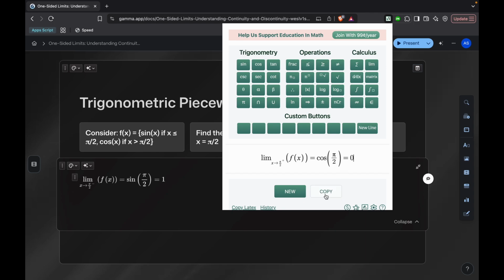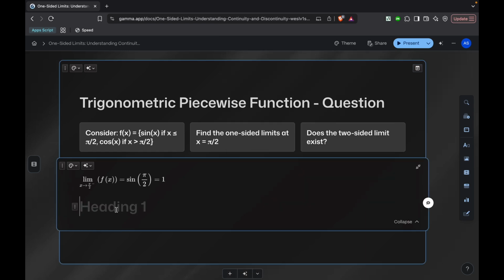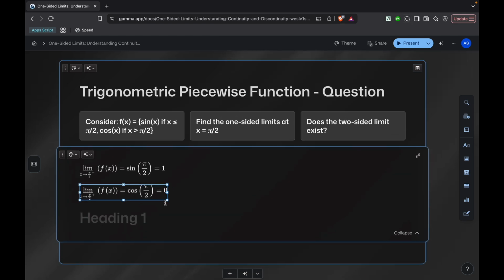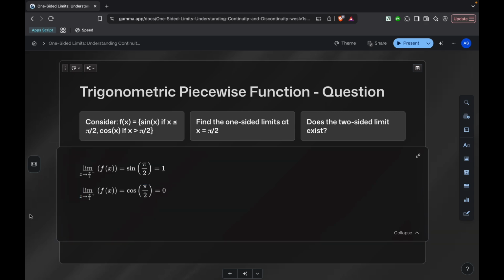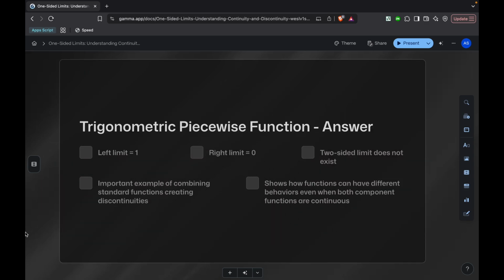So, cosine of pi over 2 and sine of pi over 2 are basically exact opposites. And these limits are not equal to each other, as you can see, because 1 and 0 are not equal. So, the two-sided limit does not exist. Here is the answer, and yes, at the bottom, it shows the purpose of this function.